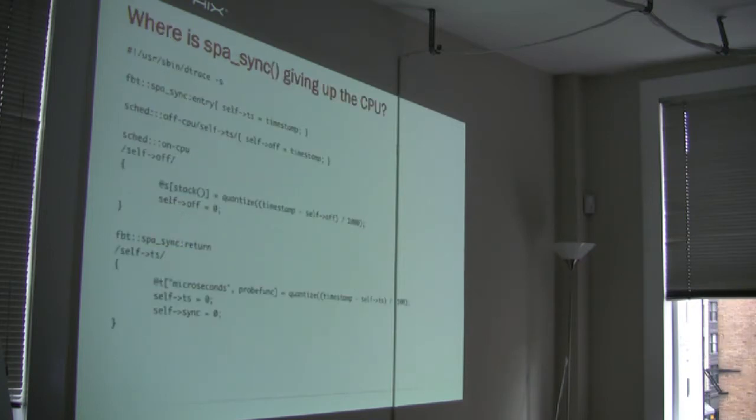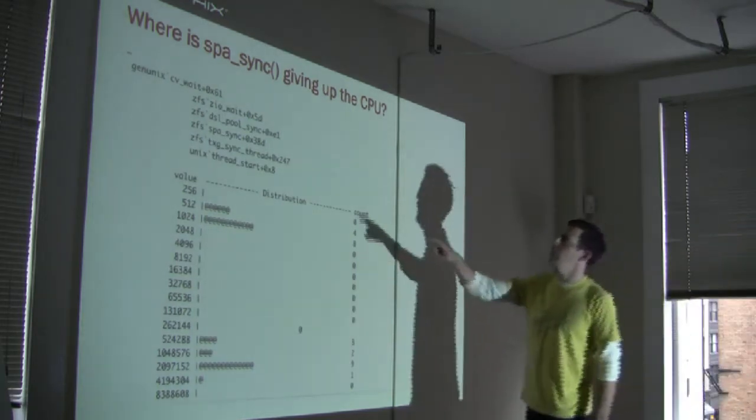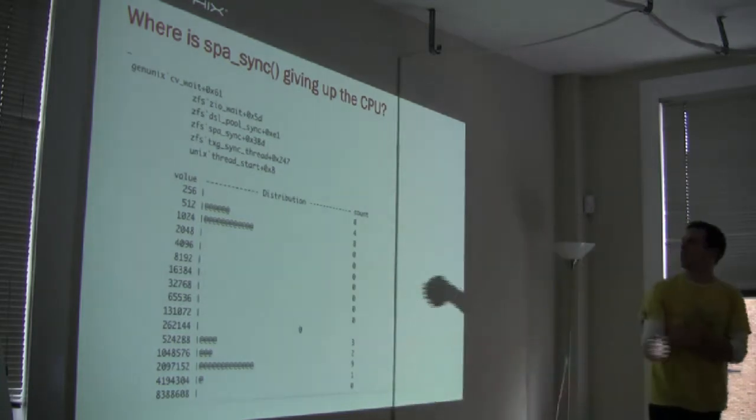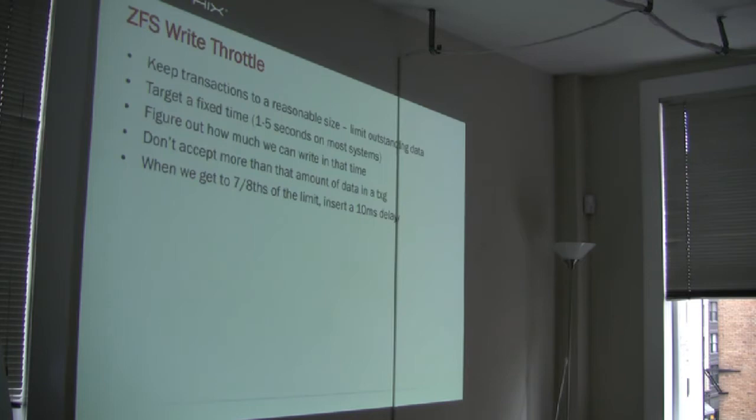Then we looked at where spa_sync is giving up the CPU. The thought here was spa_sync is taking an awfully long time to run. Spa_sync is the thing that writes out all of your data to disk. It's taking a long time to run, so we wanted to understand why it was giving up the CPU. Every time we went off the CPU, we took a timestamp. Every time we went back onto the CPU, we took another timestamp to see where we were giving it up most frequently. And we saw that where we're giving it up most is on this dsl_pool_sync on zio_wait. Actually, that was probably the wrong one to pull out. Sorry, but I'll press on. I'll get to the more salient data in the text file.